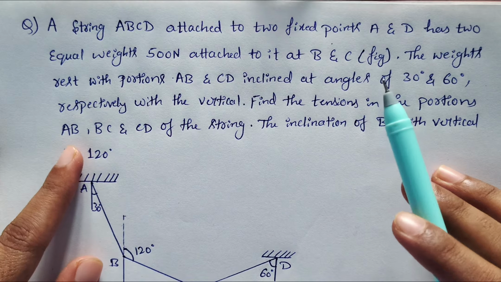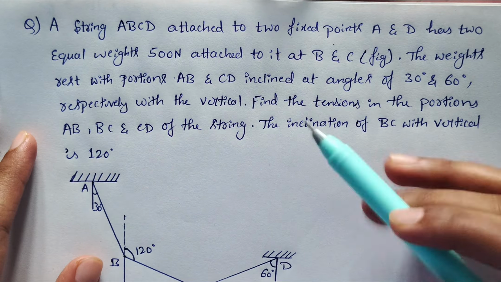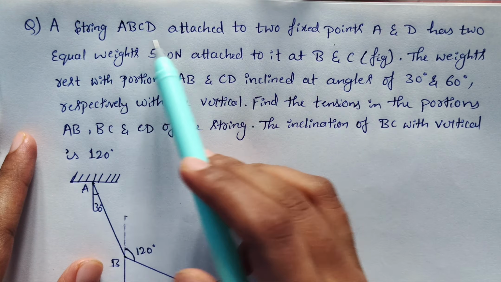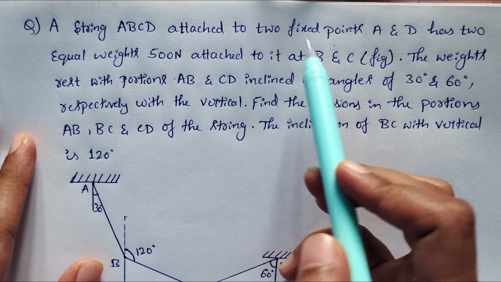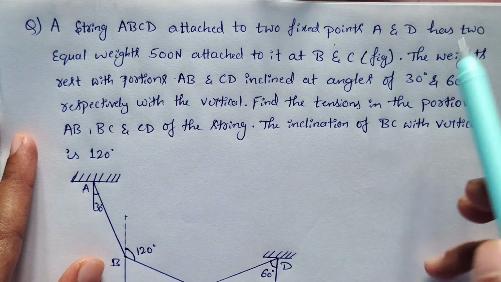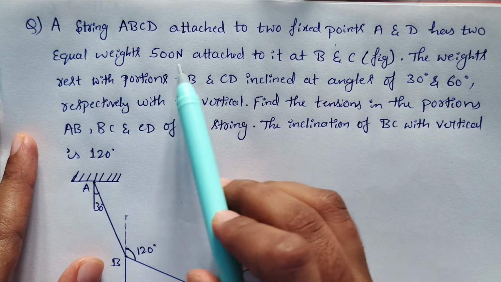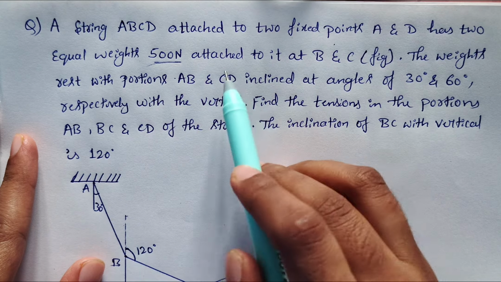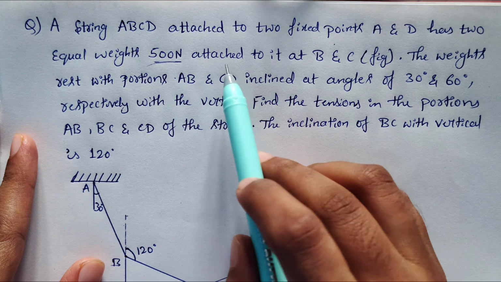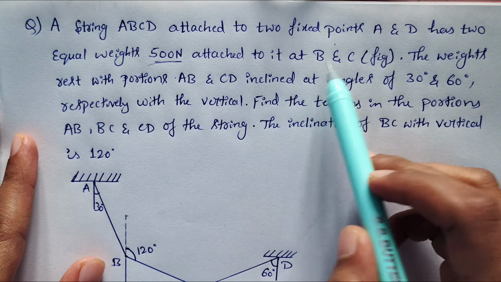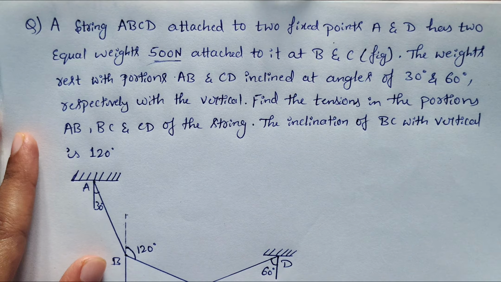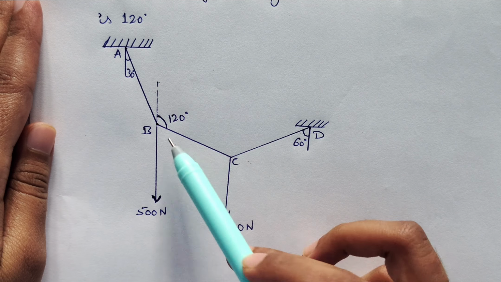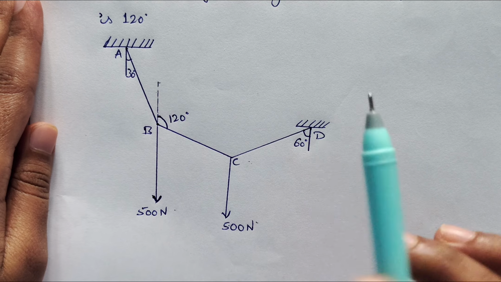So in this video we will discuss the string problem. The question says a string ABCD attached to two fixed points A and D has two equal weights of 500 Newton attached to it at B and C as shown in the figure. See in the figure, at B and C, the weights of 500 newtons are attached.